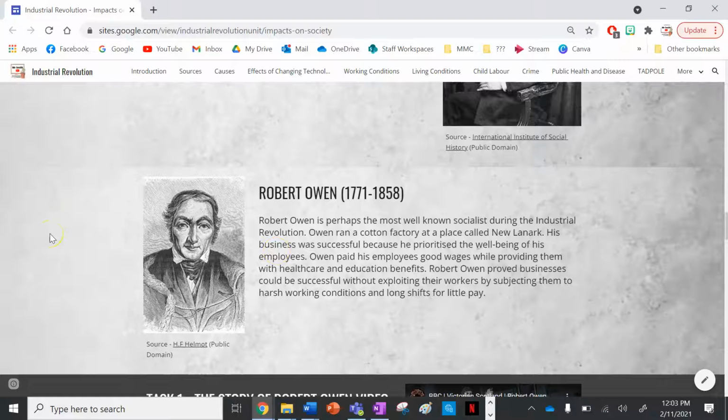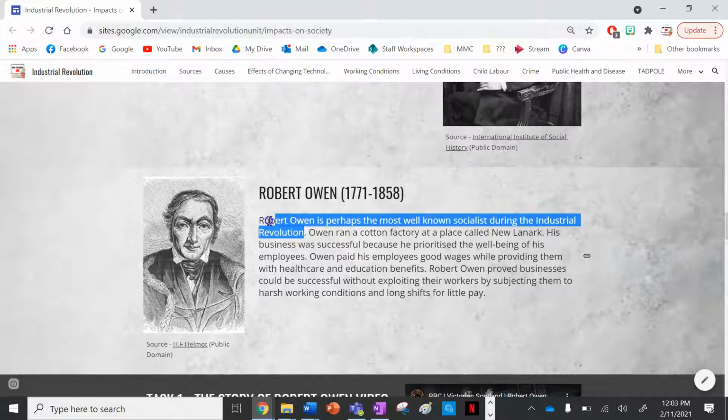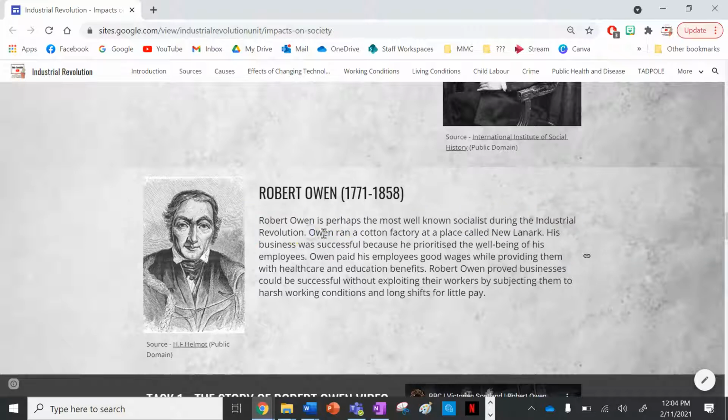The next person we need to have a look at to understand socialism as a result of the Industrial Revolution is Robert Owen. And he's probably the father of socialism during the end of the Industrial Revolution. Robert Owen is perhaps the most well-known socialist during the Industrial Revolution. I just had a bit of a spoiler for that. Owen ran a cotton factory at a place called New Lanark. His business was successful because he prioritised the well-being of his employees.